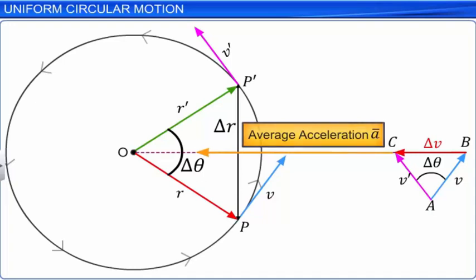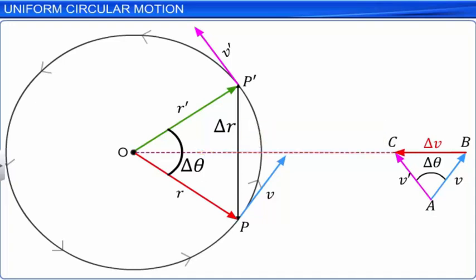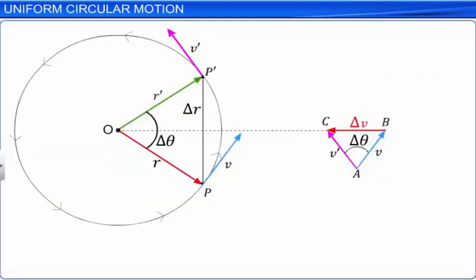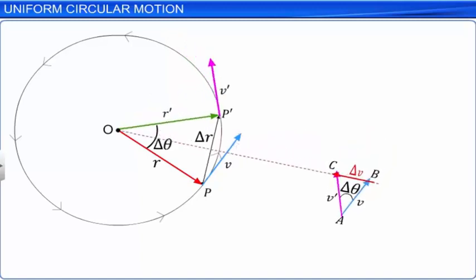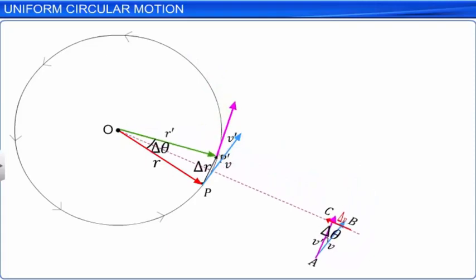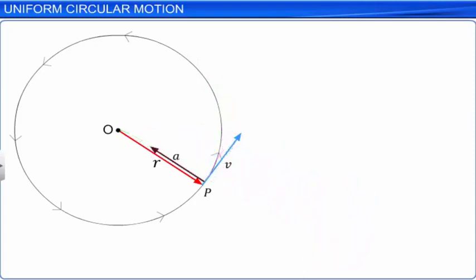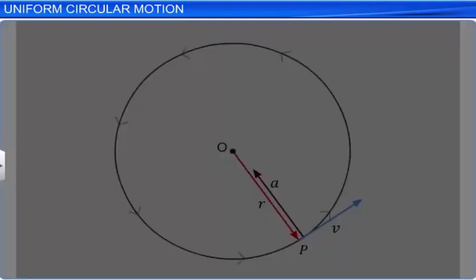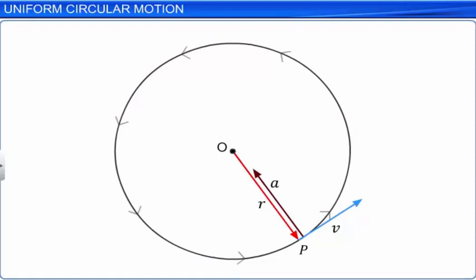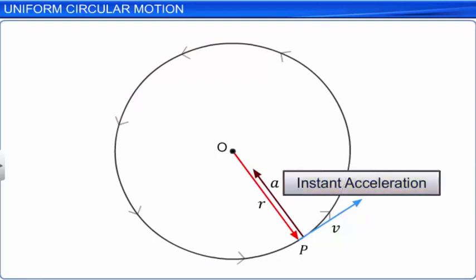As delta t tends to 0, the angle delta theta also tends to 0, and hence the average acceleration becomes instant acceleration. Therefore, we can conclude that the acceleration of a body in uniform circular motion is always directed towards the center of the circle. Now let us find the magnitude of the acceleration.